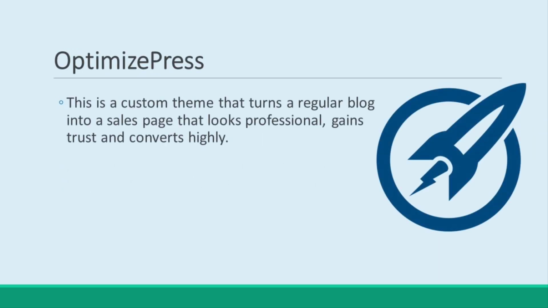OptimizePress. OptimizePress lets you add a theme to your WordPress site that is designed for selling. It turns a regular blog into a sales page that looks professional, gains trust, and converts highly.